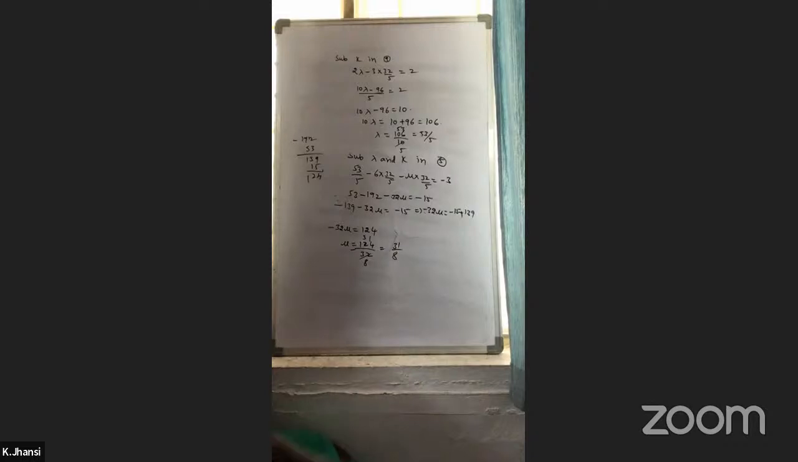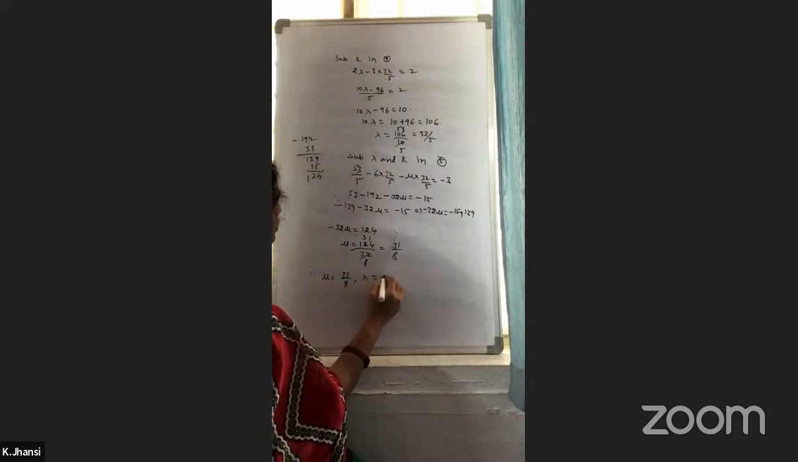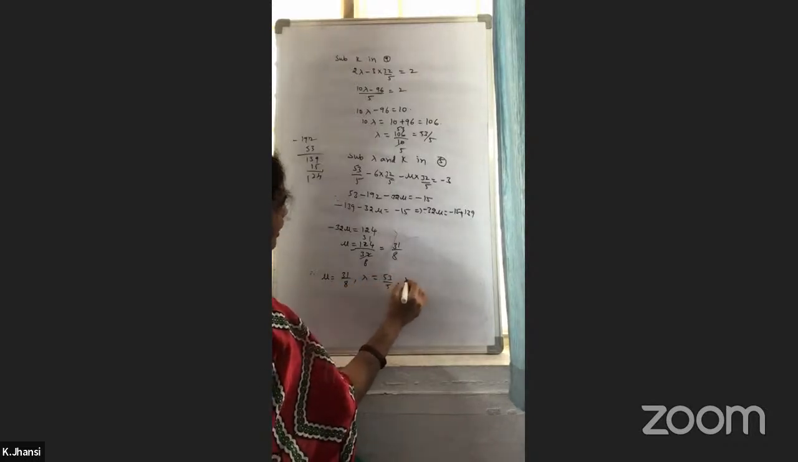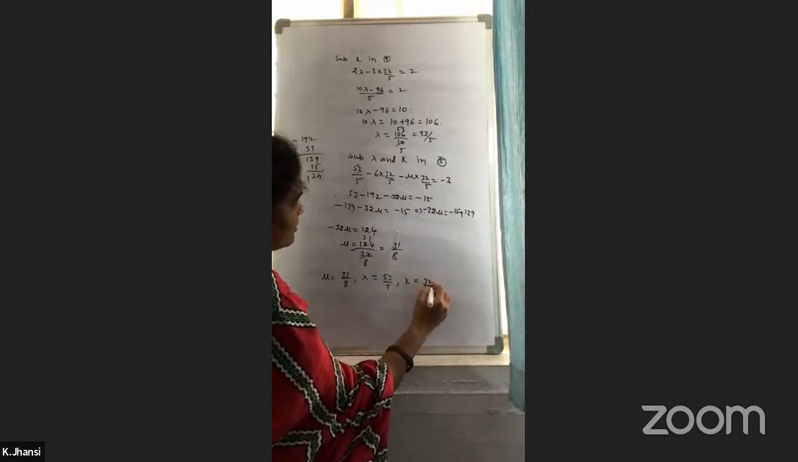So we got here all the values. Therefore mu is equal to 31 by 8, lambda is equal to 53 by 5, and k, what is the k value? k is equal to 32 by 5.